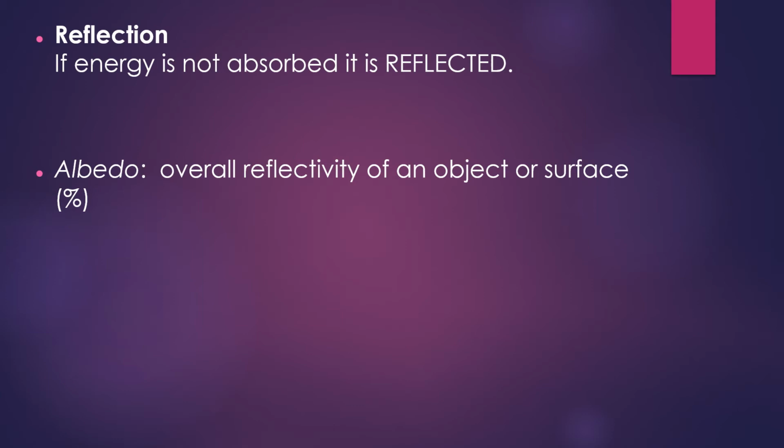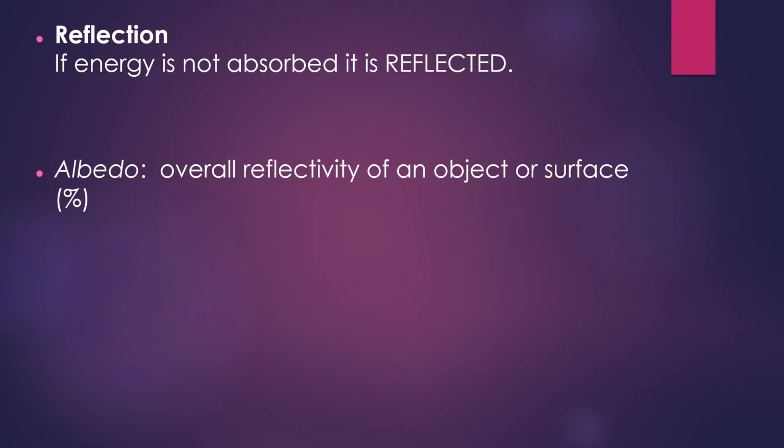We call this the albedo, the overall reflectivity of an object or surface. White snow is going to have the highest albedo. It could be up to 95%, 70 to 95%. And darker surfaces are going to have the smallest albedo. That's really important to remember.